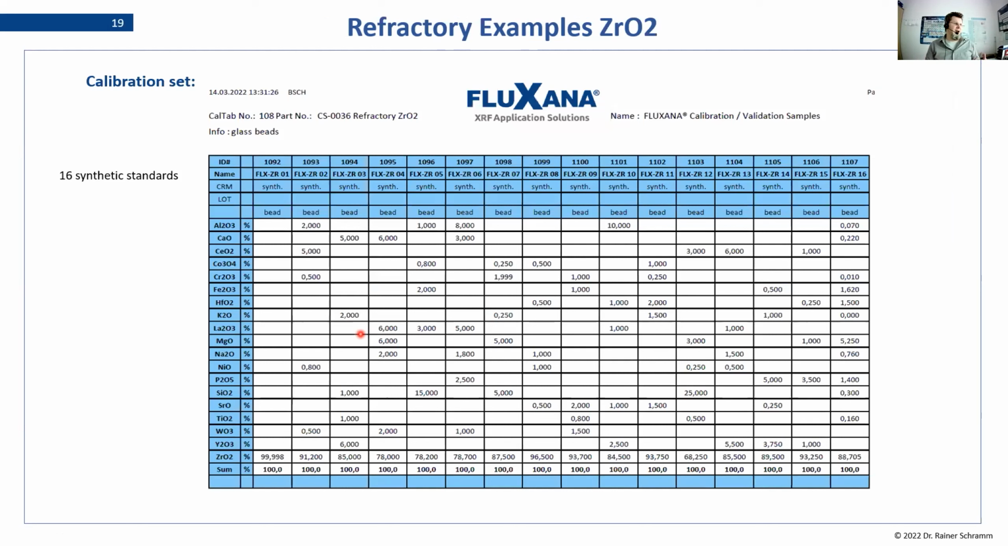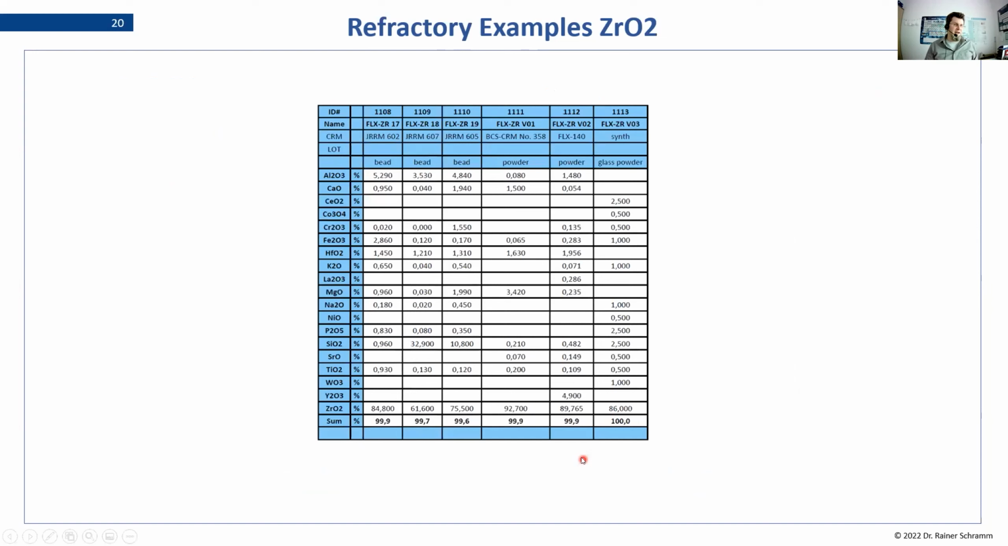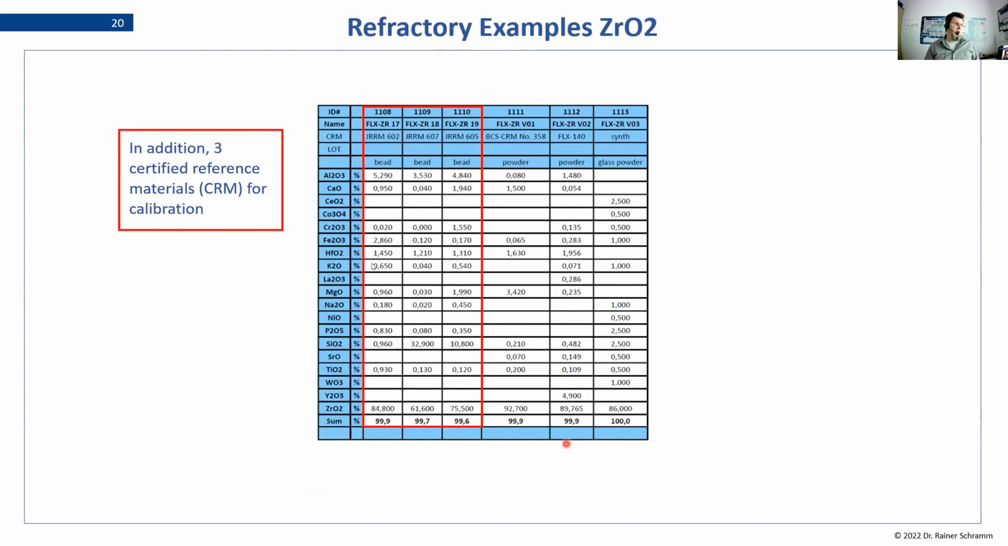We want to kind of highlight a different thing here in this application. So we'll talk a bit about the calibration sets. This calibration set in particular, refractories, zirconium oxide, is made up of 16 synthetical standards. So you can see them here. They're all basically done from primary oxide. And additionally, we have 3 CRMs here just to kind of match the synthetical ones.